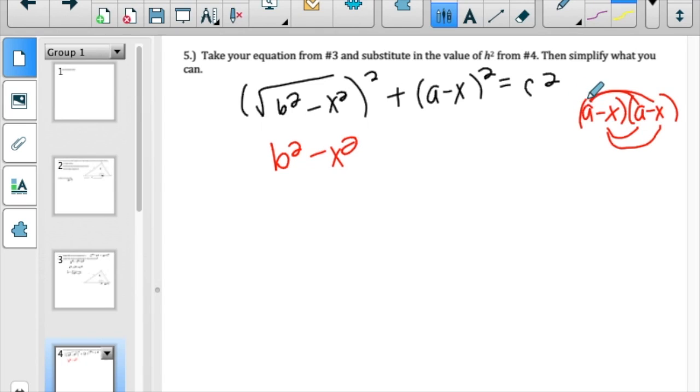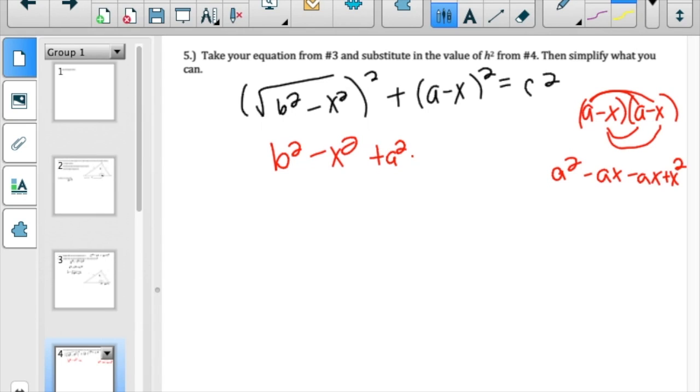All right, so a times a is a squared. A times negative x is negative ax. Negative x times a is negative ax. And negative x times negative x is positive x squared. Okay, so all of that goes right here.